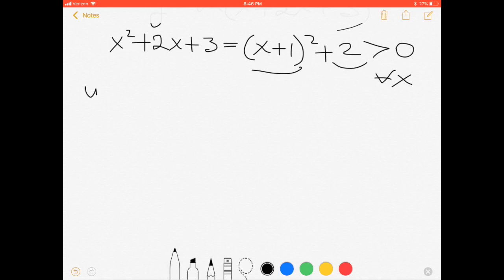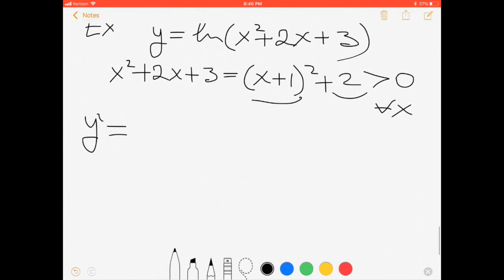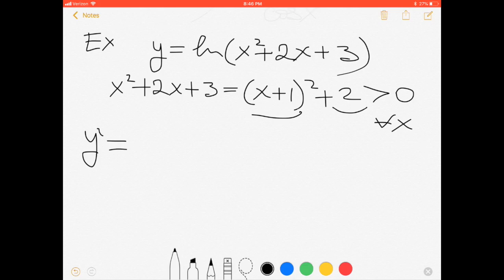Okay, now we find the derivative. This means what I'm checking first, sorry, I skipped: I check that my function has domain x from negative infinity to positive infinity. This means the function exists for any x.